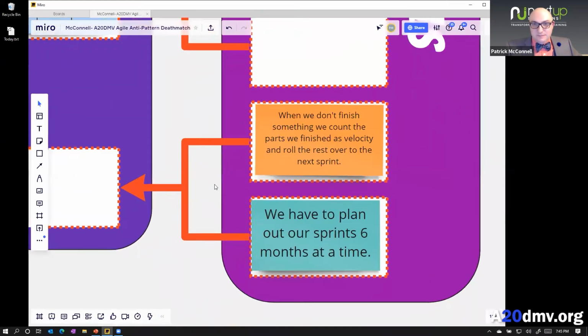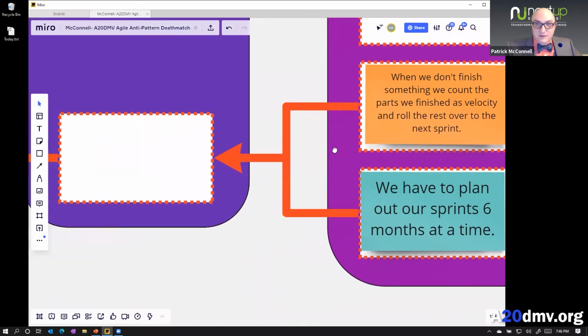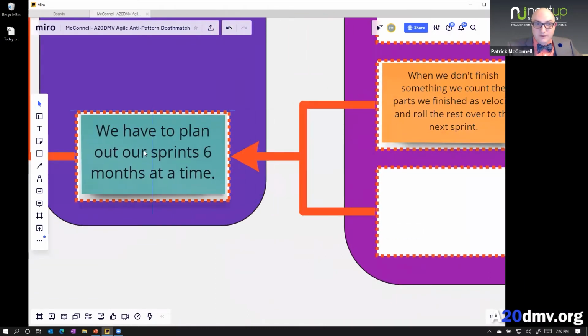Next up, last of this bracket. When we don't finish something, we count the points we finished as velocity and roll the rest over to the next sprint. Or we have to plan out our sprints 6 months at a time. Raise your hand for the top one being worse. Leave it lowered for the bottom one. Ooh, top one's racking up some votes. I think the bottom one's staying strong, though. All right, we'll move that one forward.